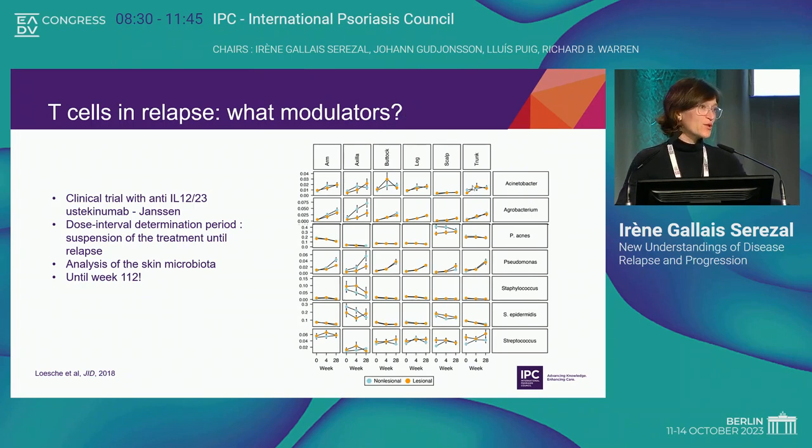But of course, it's only so much you can write in one paper. So they didn't decipher too much the microbiota as a disease relapse predictor. So if anyone has this data, please have a look at it and tell us, because that would be very nice to know.